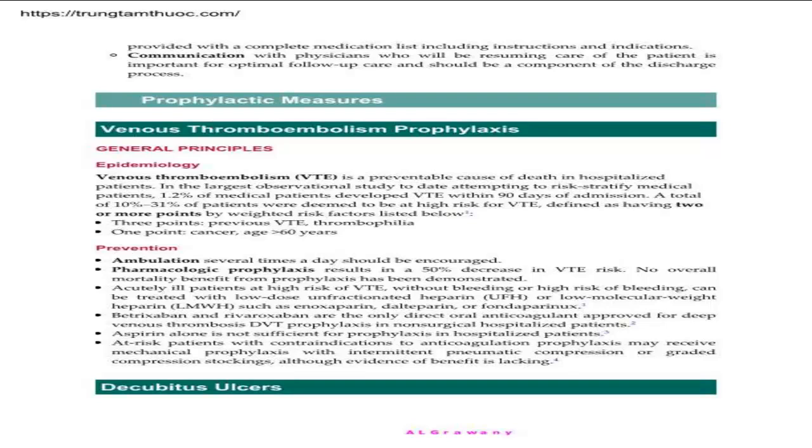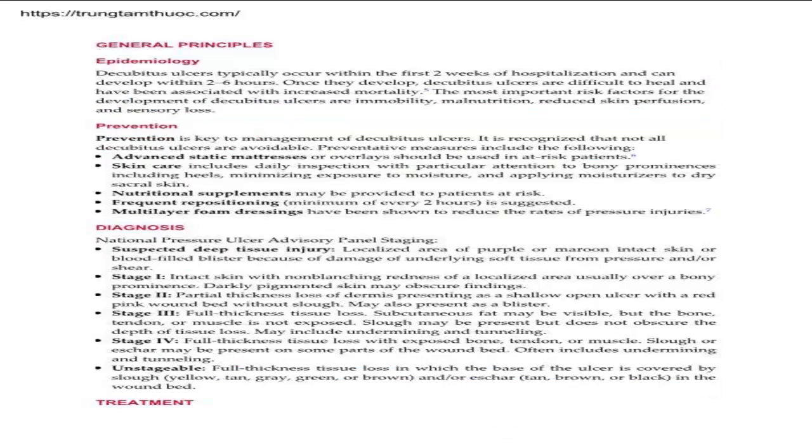Prevention is key to management of decubitus ulcers. It is recognized that not all decubitus ulcers are avoidable. Preventative measures include the following. Advanced static mattresses or overlays should be used in at-risk patients. Skin care includes daily inspection with particular attention to bony prominences including heels, minimizing exposure to moisture, and applying moisturizers to dry sacral skin. Nutritional supplements may be provided to patients at risk. Frequent repositioning, a minimum of every 2 hours, is suggested. Multi-layer foam dressings have been shown to reduce the rates of pressure injuries.